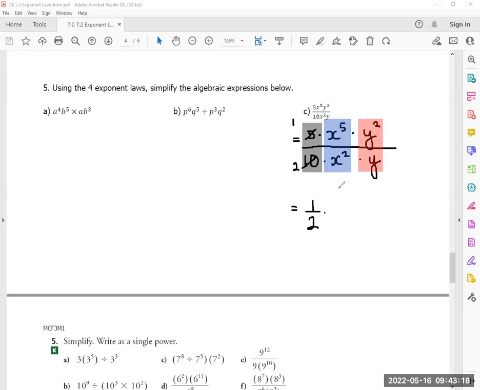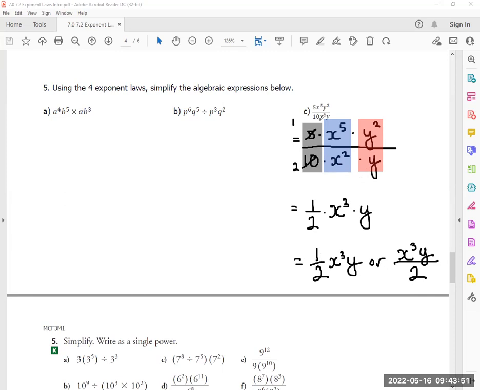X to the power of 5 divided by x to the power of 2. Yes, there's subtraction. And then y to the power of 2 divided by y to the power of 1. 2 minus 1, 1. So the final answer is this, or if I were to keep it as a fraction, all the whole numbers are going to be on top and the denominator of 2 is on the bottom. Both of these are okay.